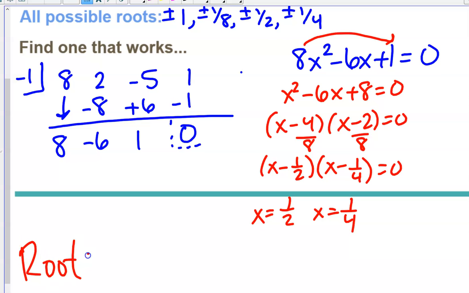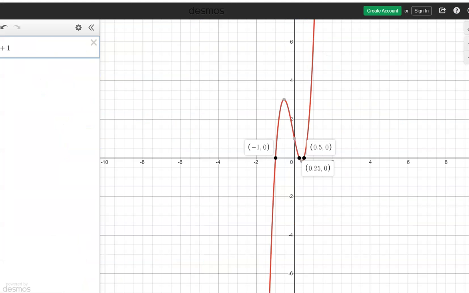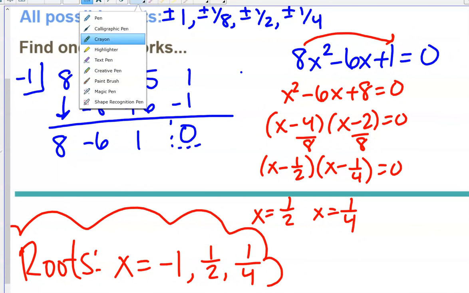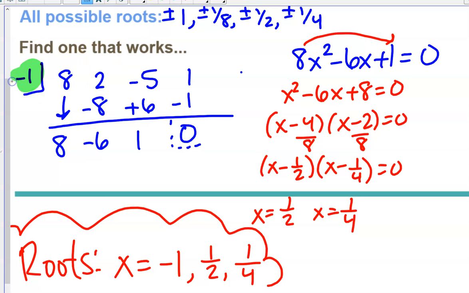Still not done. That was all the work. Let's get my roots. So we have 3 of them. We have x equals the first one we used for synthetic division. Then we have the other 2 that we got after we factored. So 1/2 and 1/4. Okay. And if you notice, that is what we saw on our graph. 0.25 is 1/4, 0.5 is 1/2. All right, and then that is our answer. So the most common mistake here is that people forget the first solution that they used is part of their roots.